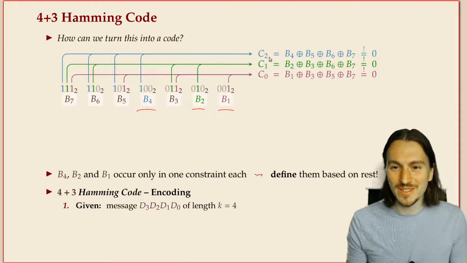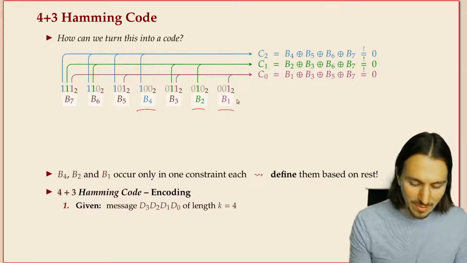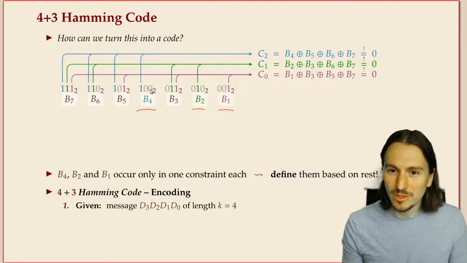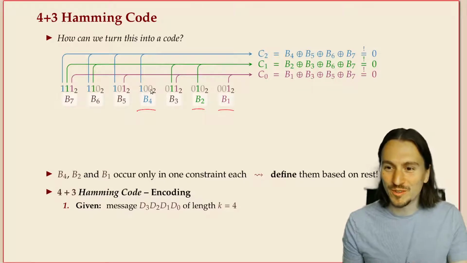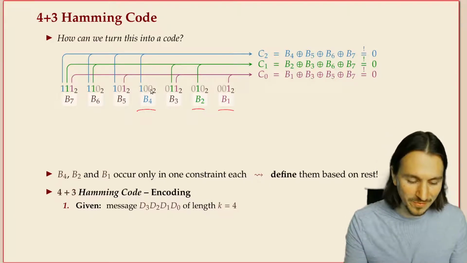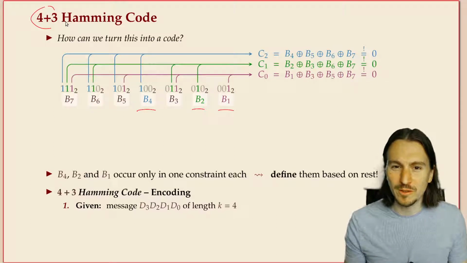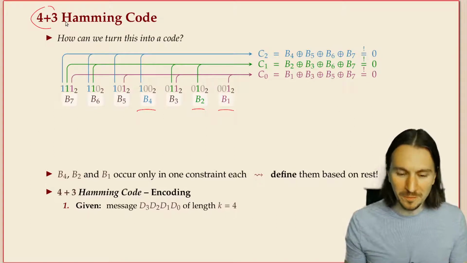And it nicely works out that these are the powers of 2. So their binary representation has a single 1. That's exactly why that is the case. And you might already see how to generalize this picture. But for now, we'll stick to the 4 plus 3 Hamming code, where we have 7 bits in total.